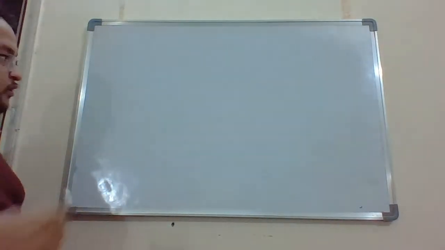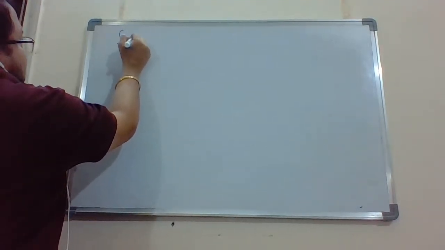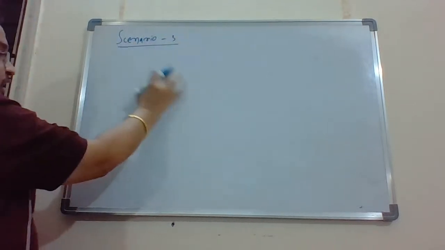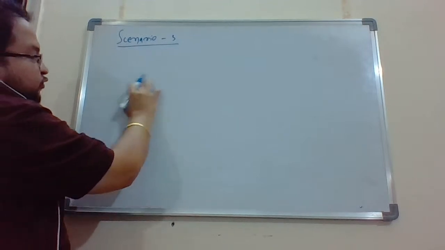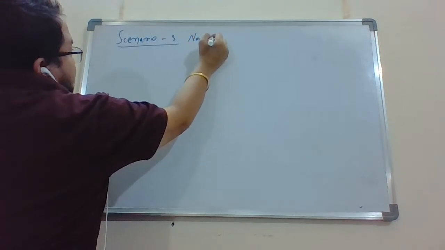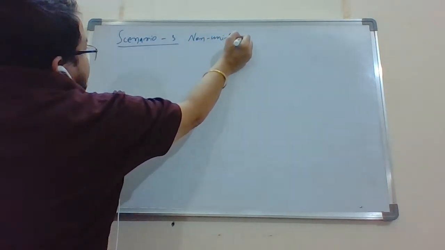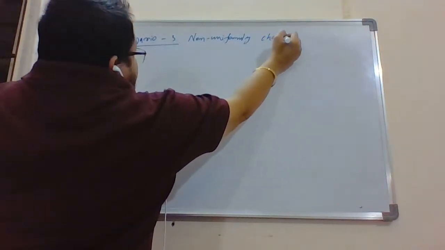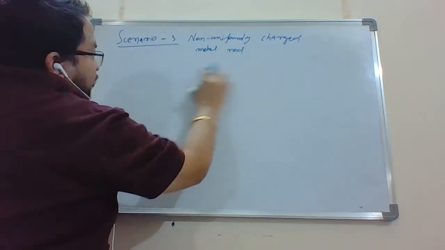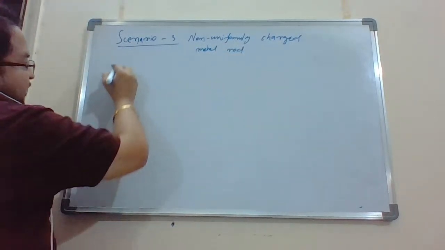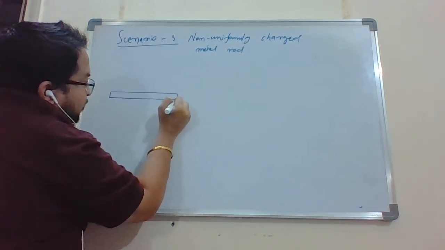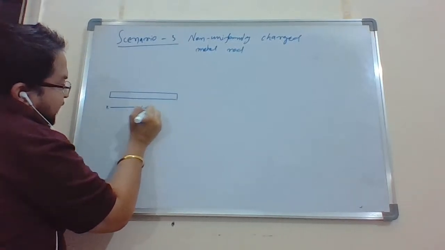Let us go into scenario 3. Initially I said that it was a uniformly charged body. Suppose this is a non-uniformly charged metal rod. In that scenario, how will we find it out? Let us try to understand that. So this is my metal rod of length L.